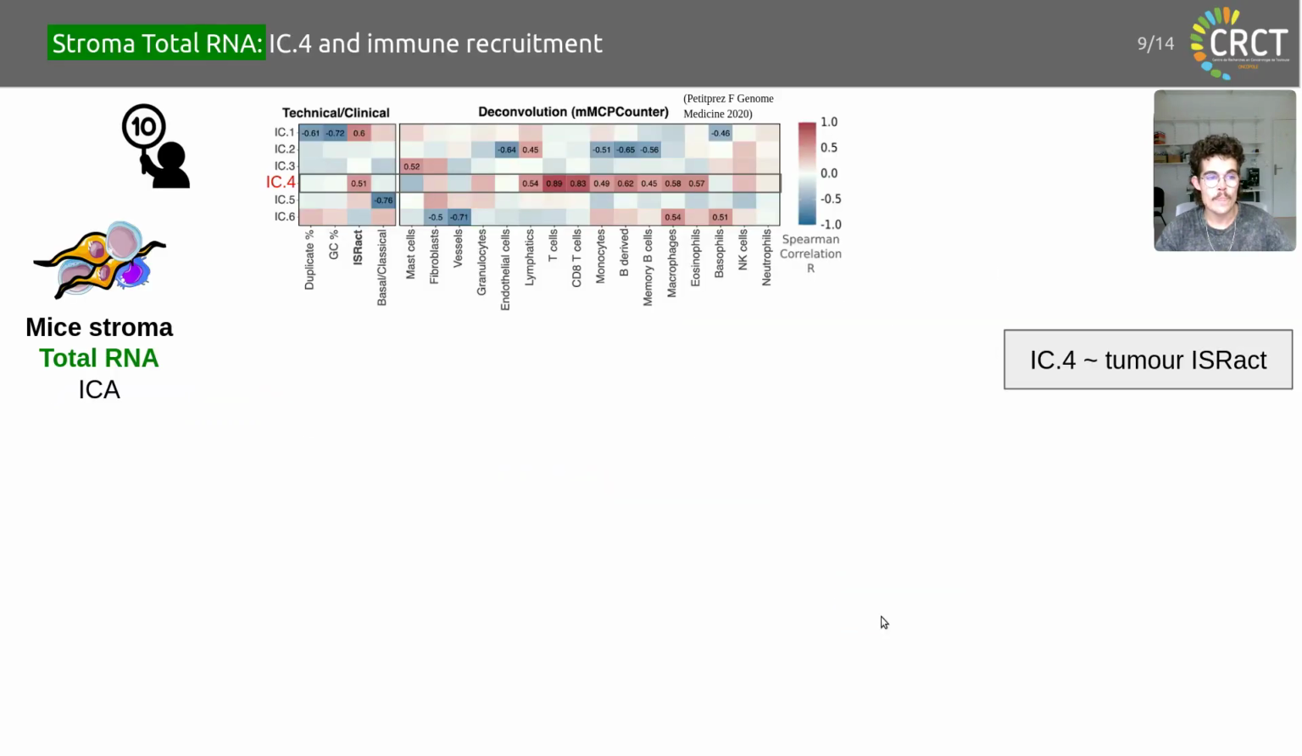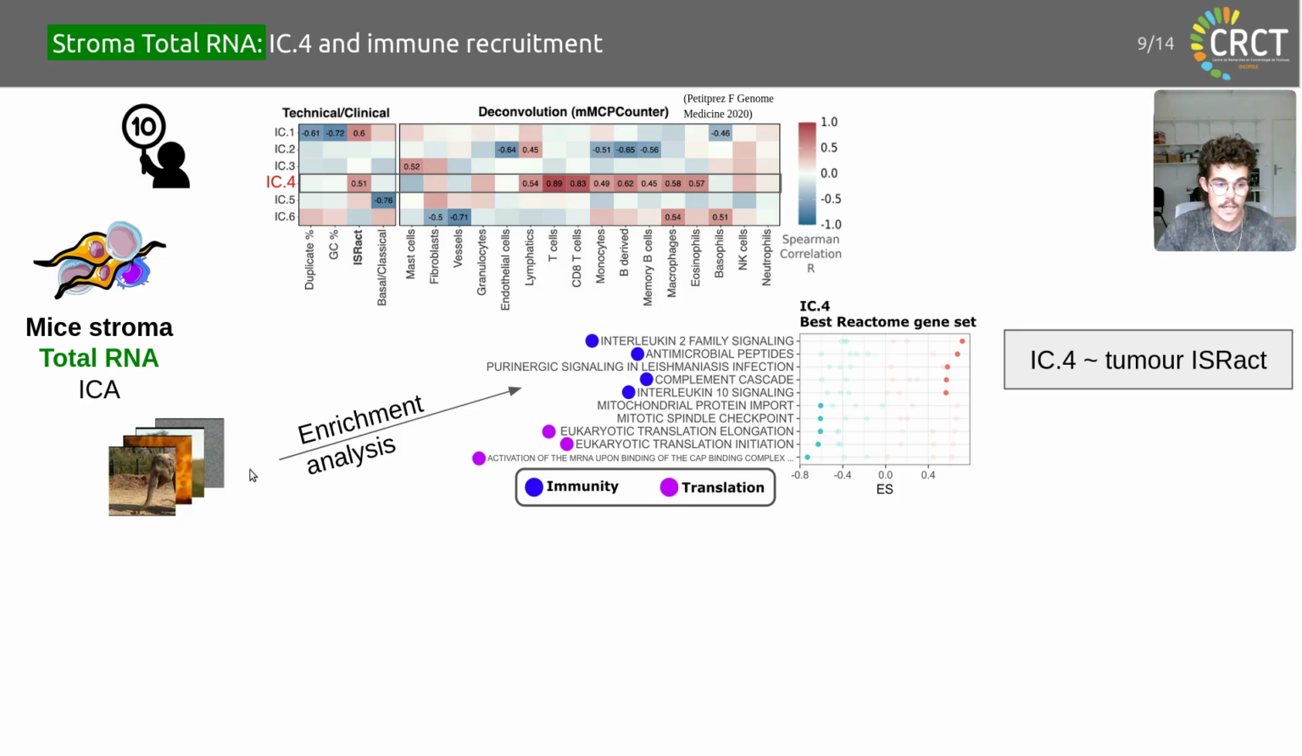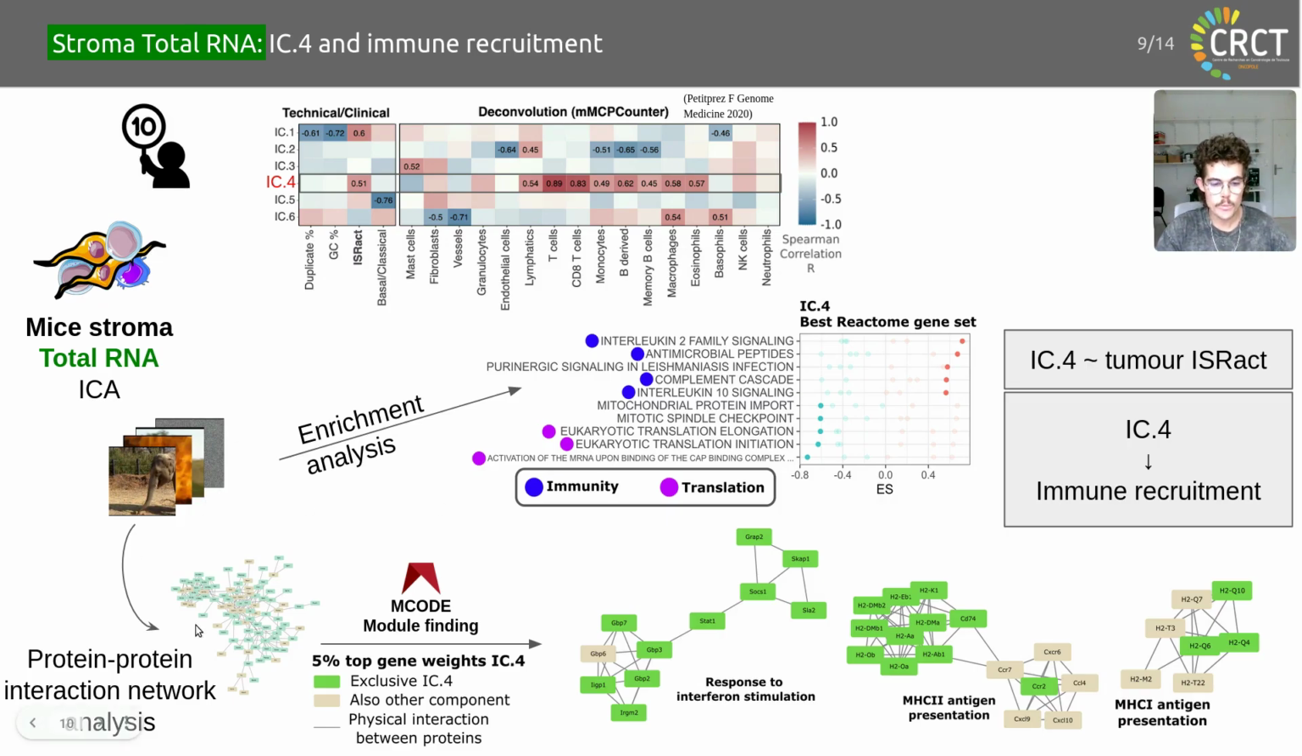representing. When looking at the stroma transcriptomics, we found IC4 as the component that captured the traits of ISRACT, also having a high correlation with the presence of estimated lymphocytes. Enrichment analysis of the gene contributions further supports the involvement of immunity, and by selecting the 5% top contributing IC4 genes and looking for described protein-protein interactions, focusing on highly connected regions or modules, shows that IC4 is capturing response to interferon stimulation as well as antigen presentation, supporting immune recruitment.